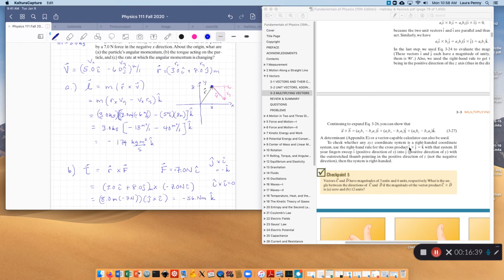The right-hand rule, I cross J is positive K. J cross I has to be the opposite, has to be negative K. And so this actually is a negative K. So this ends up being 56 Newton meters in the positive K direction.